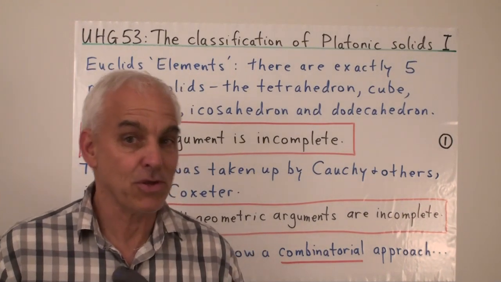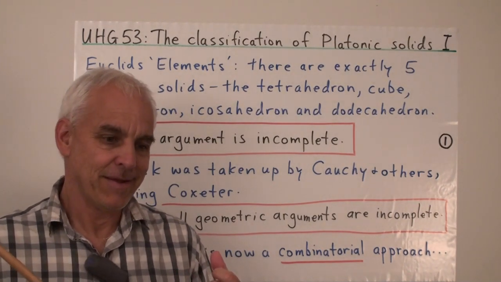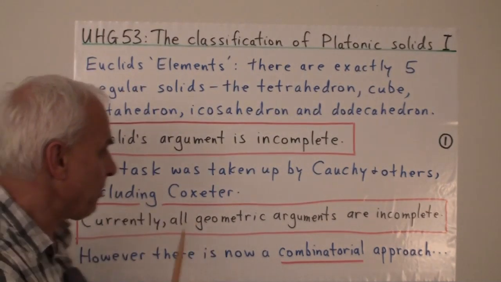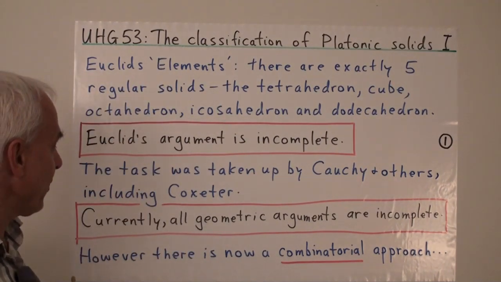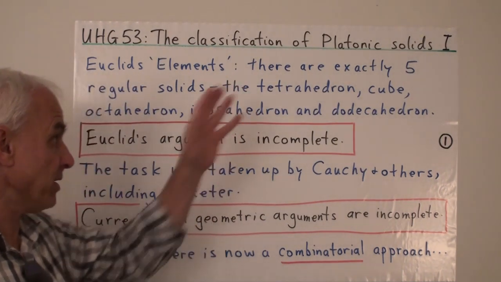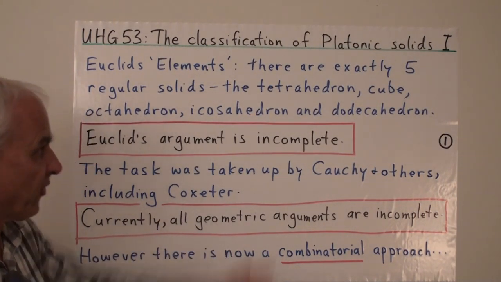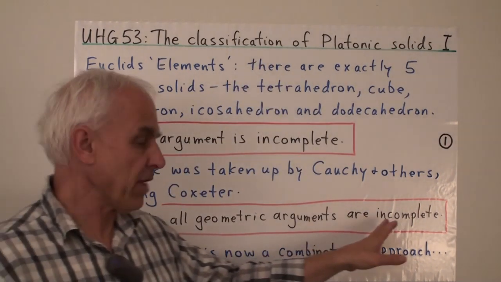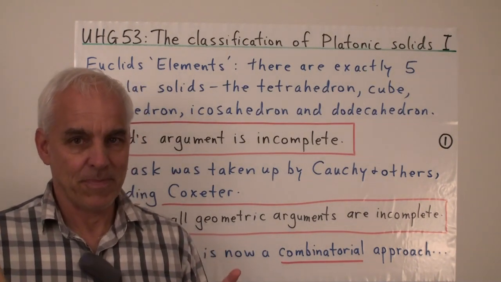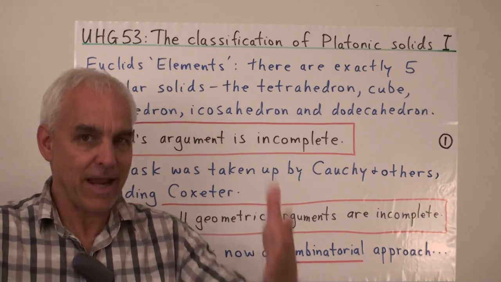There are logical difficulties with Euclid's setup of spatial geometry, and there are several aspects of the classification which really are somewhat logically problematic. The task was taken up much later by Cauchy in the 19th century and others, including then in the 20th century, Coxeter, who wrote a very famous book on the regular solids going beyond the Platonic ones. But I think it's probably fair to say that currently all geometric arguments towards this classification are in one way or another incomplete. They run up against difficulties having to do with the continuum and the actual underlying framework of space that we need in order to create such a theory.